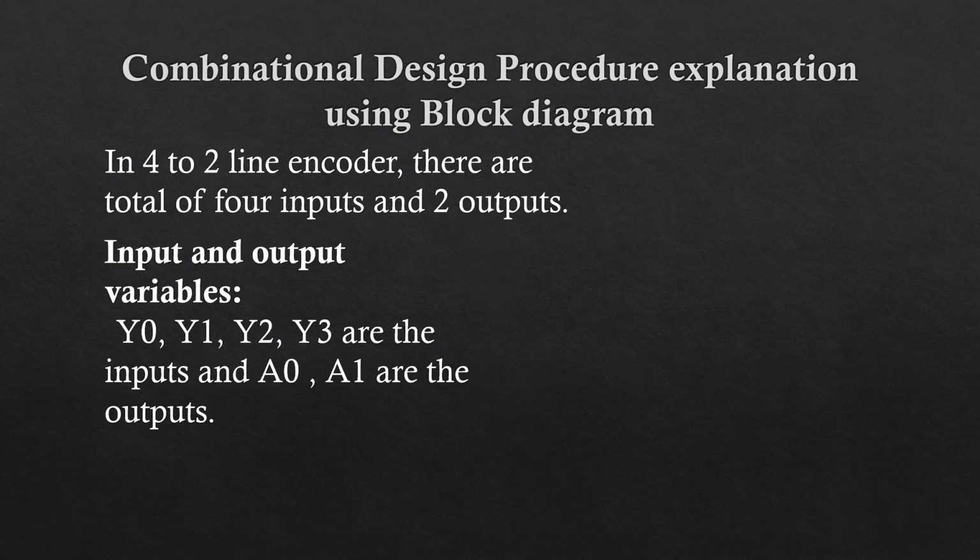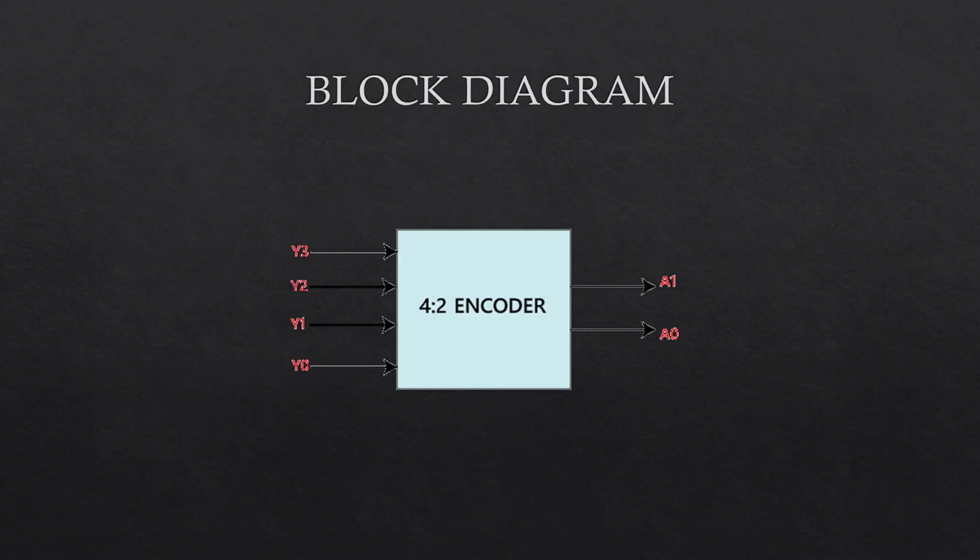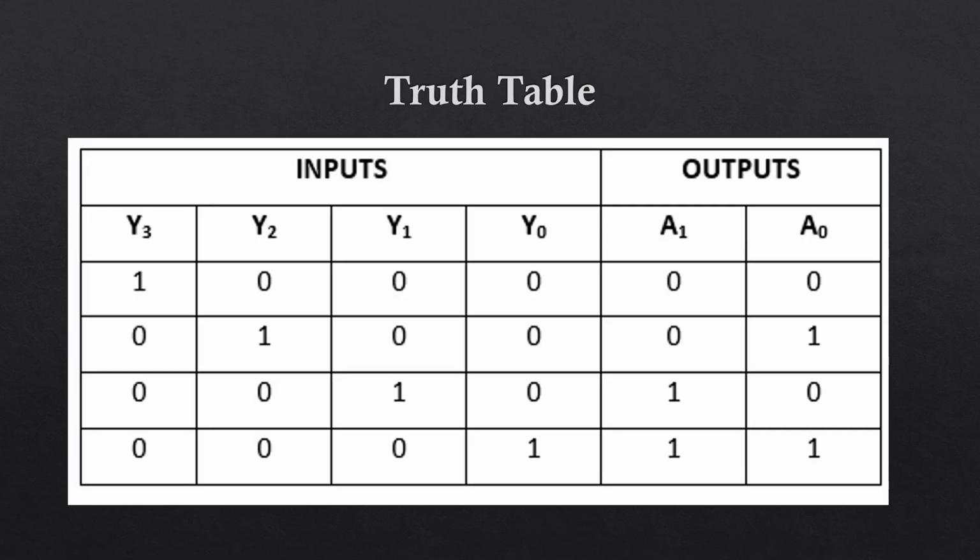In 4 to 2 line encoder, there are a total of 4 inputs and 2 outputs. The input variables are y0, y1, y2, y3, and the output variables are a0 and a1. This is the block diagram for the 4 by 2 encoder, and this is the truth table.